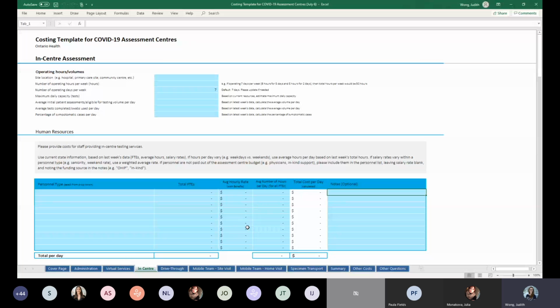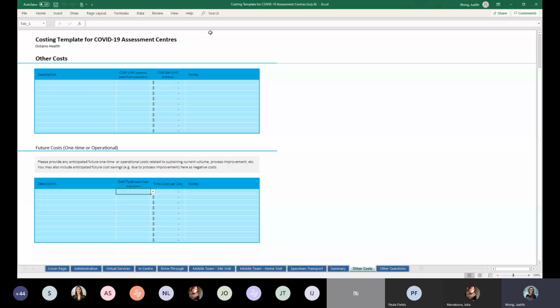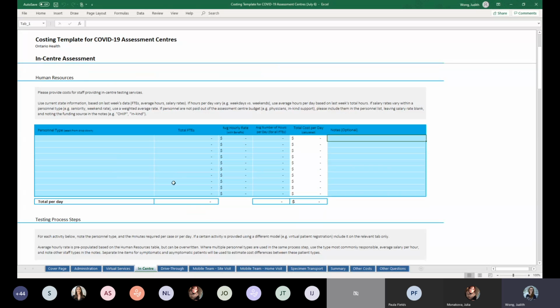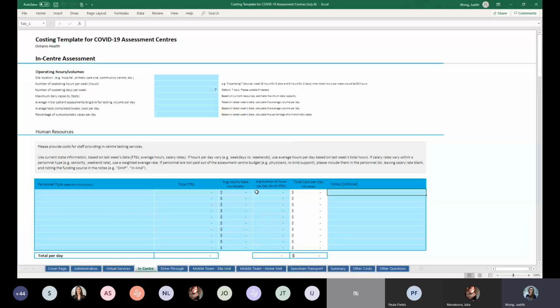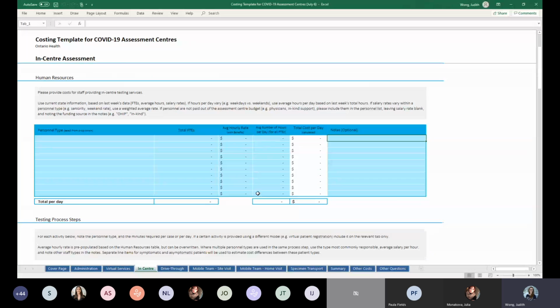For other things like leased space and other non-personnel costs that you may get in kind, our intention is to have those captured here on this other cost tab. If it's easier for you to put them under the relevant model, I'm going to say that's fine.